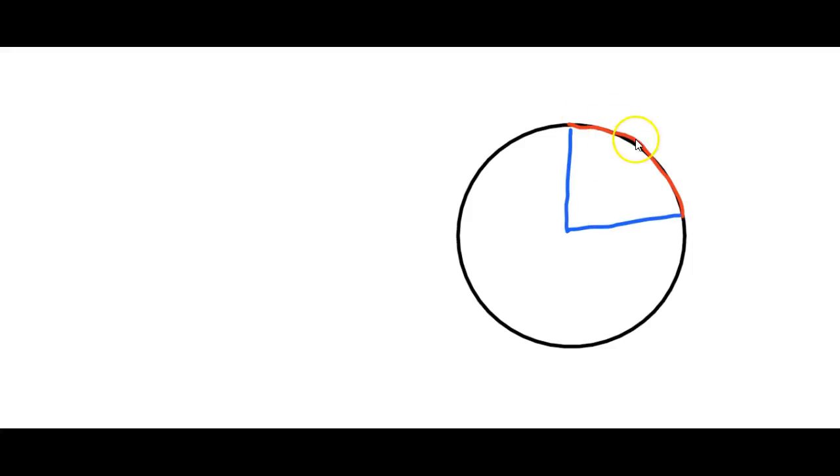So this particular arc length in red, which we'll call S, is related to the radius R and our angle, which we'll put in green here, our angle theta, by the following equation. S is equal to R times theta.